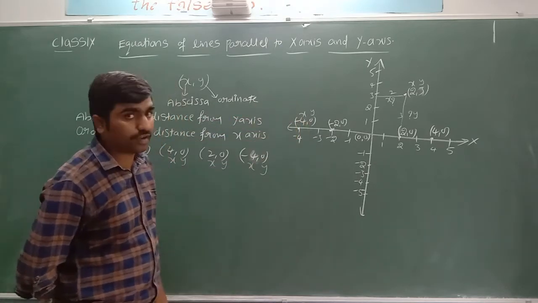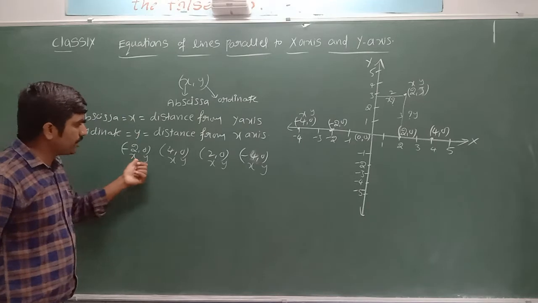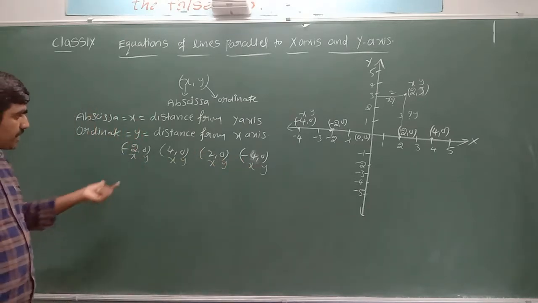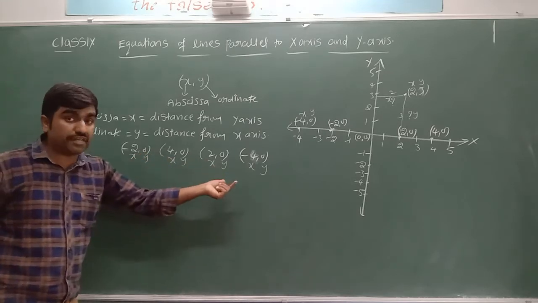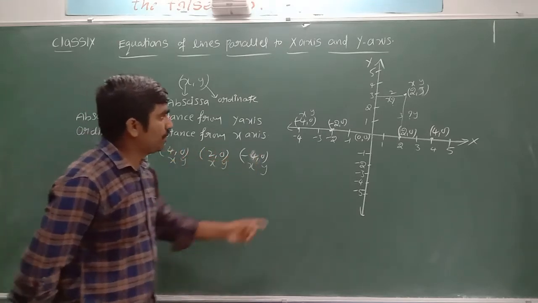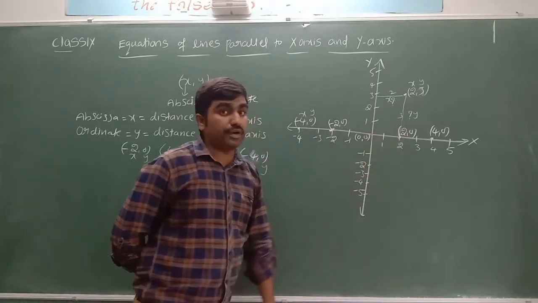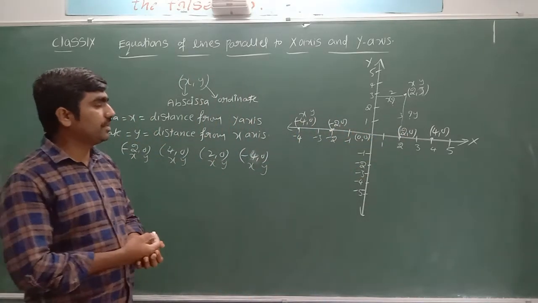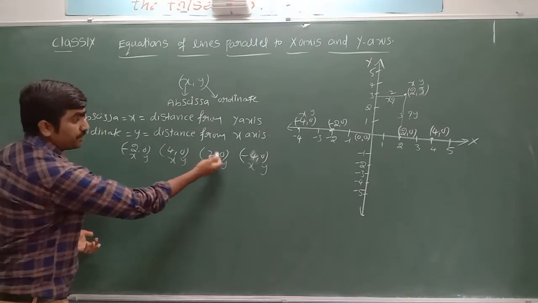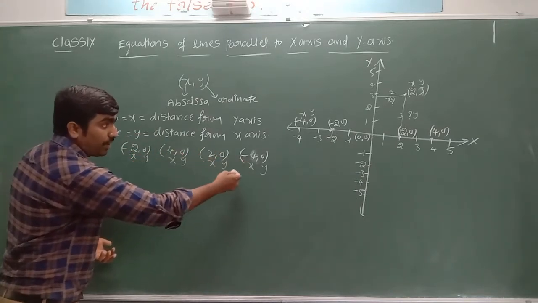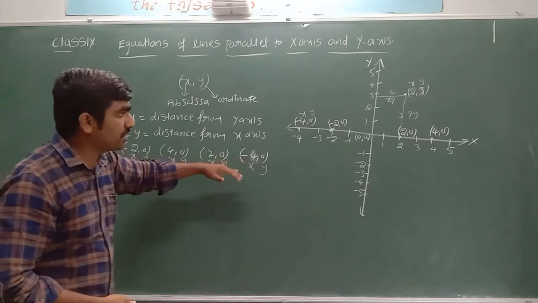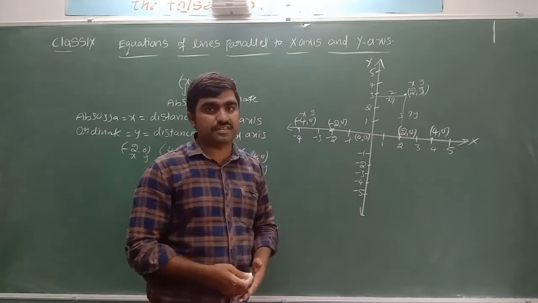Because of that I am taking 0. Now all these points, can you see any common point? Yes. So we can observe that all those points have their ordinate as 0. Now if all the points have their ordinate as 0, then what can we conclude? Yes, all those points are lying on the x-axis.